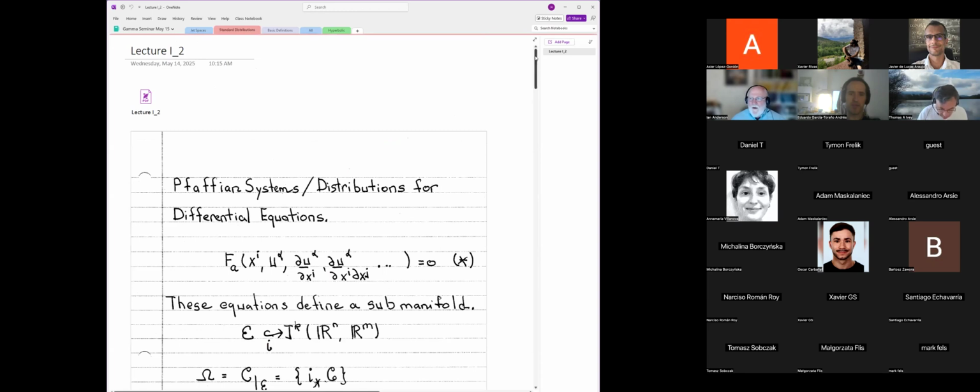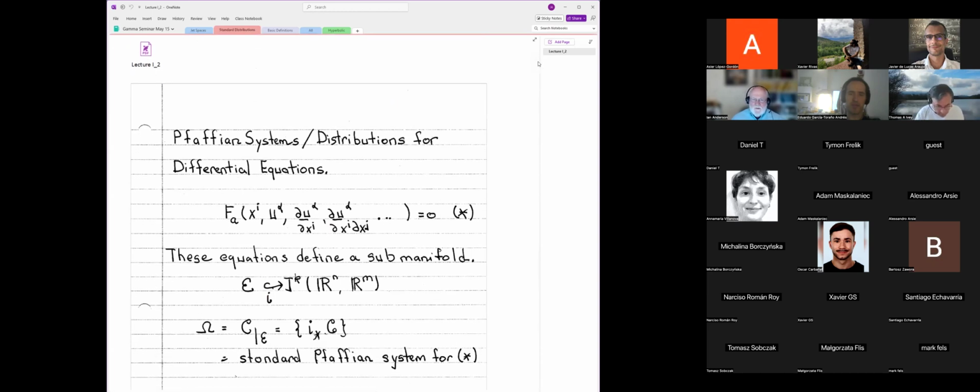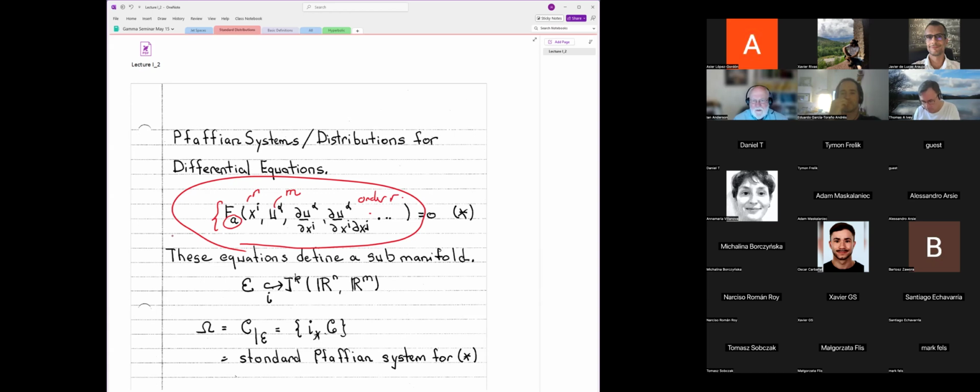Okay. So now we want to apply this construction to differential equations. So I've written down here an arbitrary system of differential equations in n independent variables, m dependent variables. I don't know how many derivatives there are, so the order of this could be something, r, and I don't know how many equations I have either. So this is completely general. I could have more equations than unknowns. I could have fewer equations than unknowns. Could be overdetermined or underdetermined.